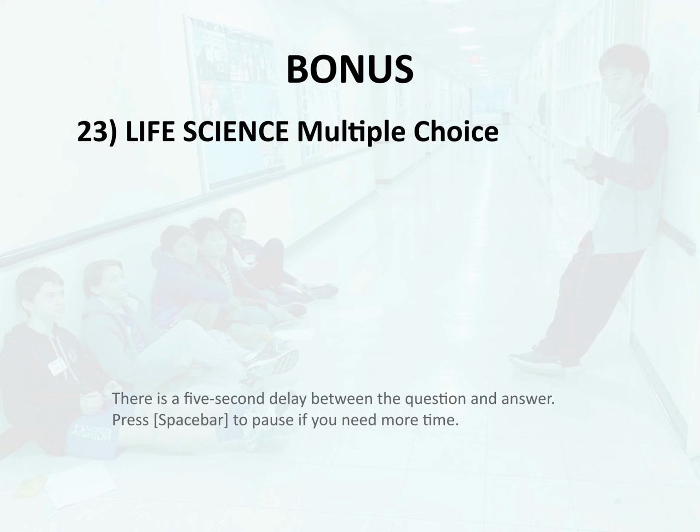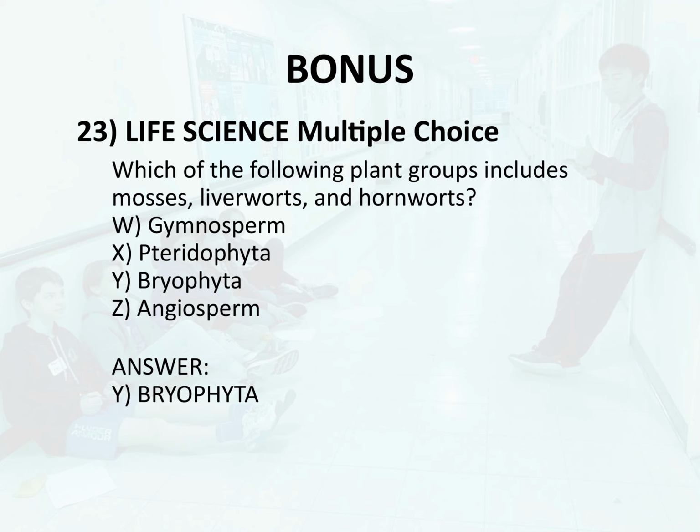Bonus 23. Life science. Multiple choice. Which of the following plant groups includes mosses, liverworts, and hornworts? W. Gymnosperm. X. Pteridophyta. Y. Bryophyta. Z. Angiosperm. Answer: Y. Bryophyta.